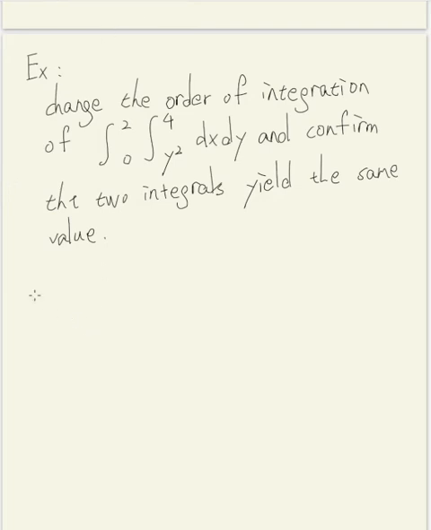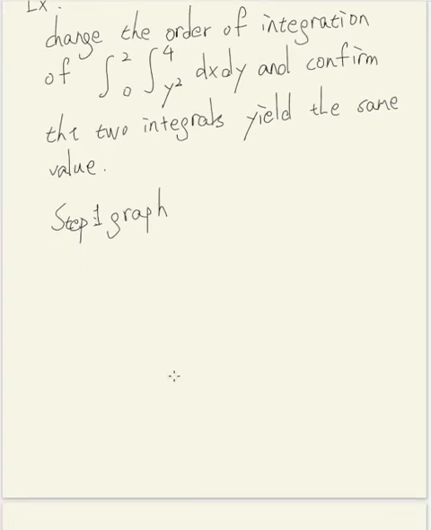All right. So going back to our last example, what did we do when we tried to change the order of integration? We first looked at this area and determined the lower bound, upper bound, left bound, right bound, right? So we have to do the same. That means the step one is to graph this area. Okay.